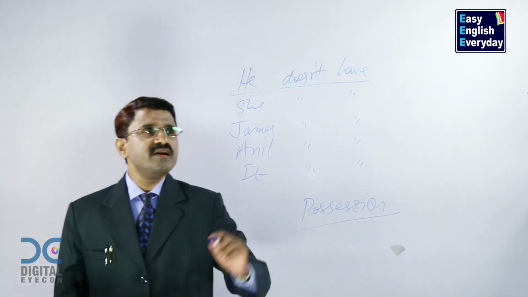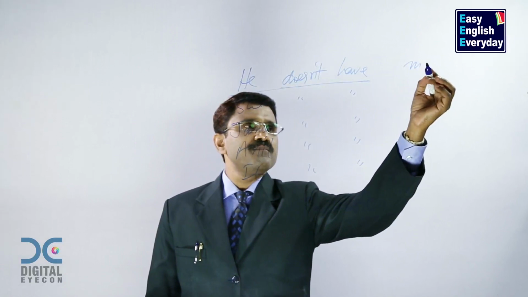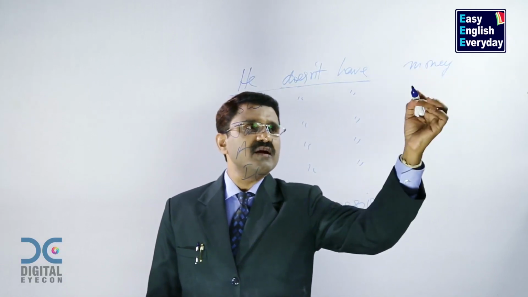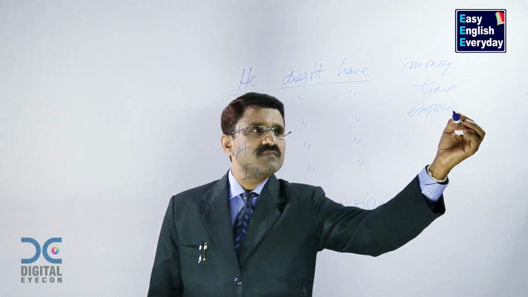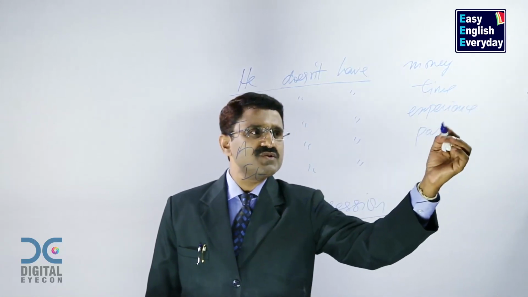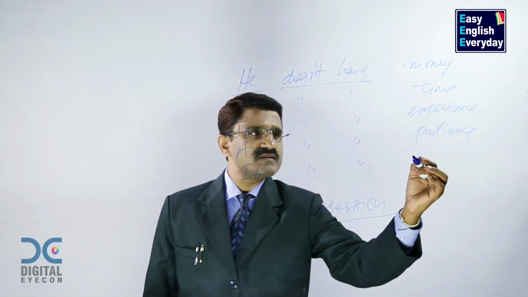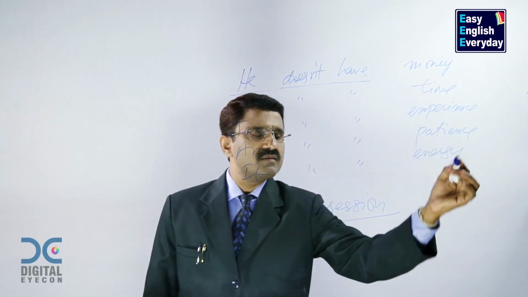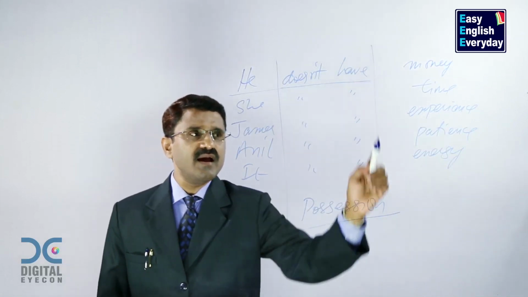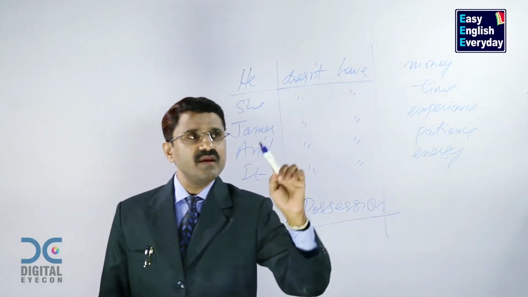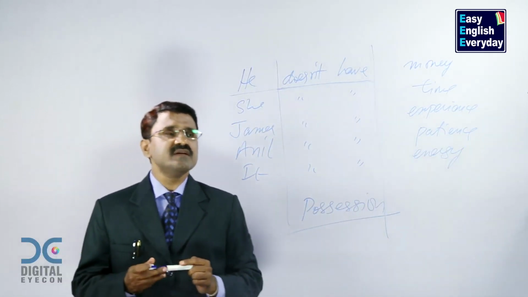Negative possession. He doesn't have money. He doesn't have time. He doesn't have experience. He doesn't have patience. He doesn't have energy. This is how doesn't have helps me in making sentences.